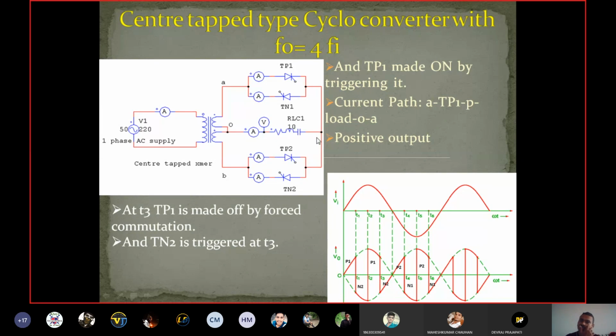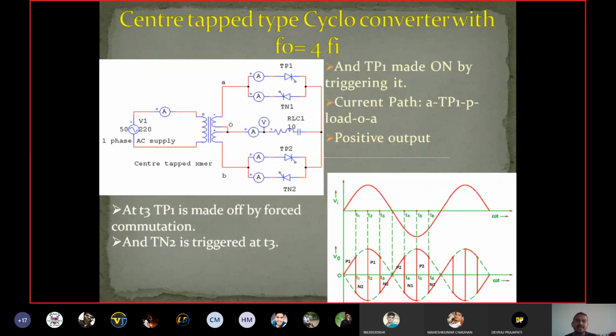Okay, so load में से जो करंट फ्लो हो रहा है वो कौन से डायरेक्शन में हो रहा है, O to P, that means it is the negative direction. Okay, so we are getting the negative output. Okay, so time duration T3 to the end of positive half cycle, during this time duration TN2 remains on and we are getting the negative output, and at the end of this positive half cycle we are making TN2 thyristor off. Okay, so this is the first half cycle, that is the positive half cycle.